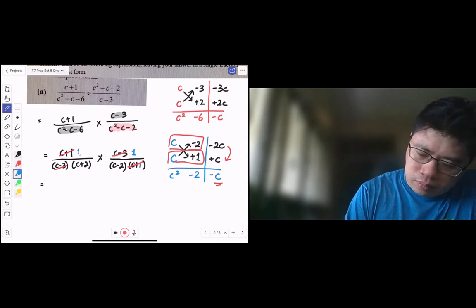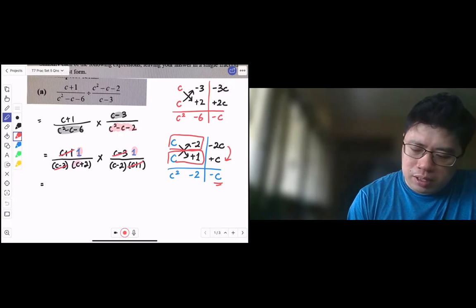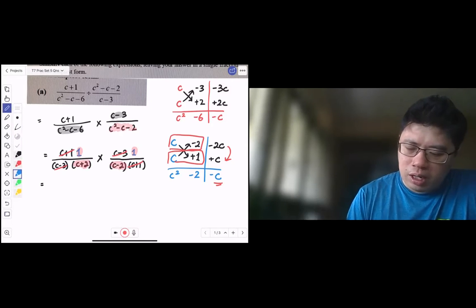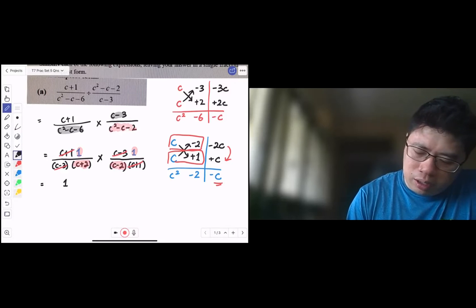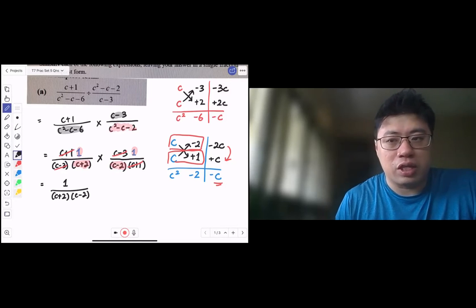Sorry, it will just be 1 multiplied by 1. The denominator will be c plus 2 multiplied by c minus 2. My final answer will be 1 over c plus 2 multiplied by c minus 2. Okay, and we are done with this question.